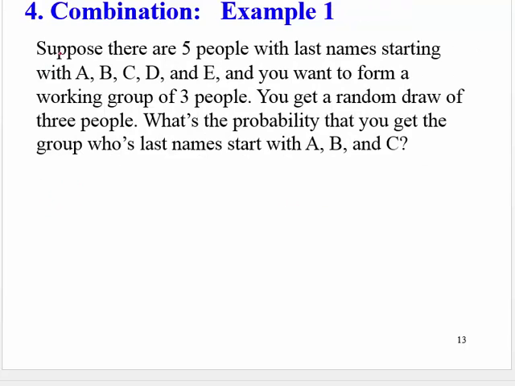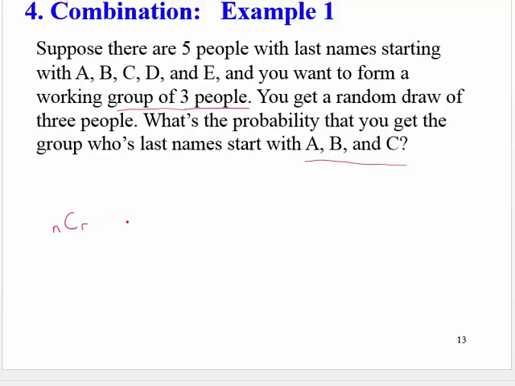Okay, part 4, combination. Suppose you have 5 people with the same thing as before, and you draw a random sample of 3. What's the probability that you get last names starting with ABC? But in this case, there's no order, right? You just want a group of 3 people, and it doesn't matter who came first, second, or third. So in this case, it's combination. It's going to be equal to NCR.